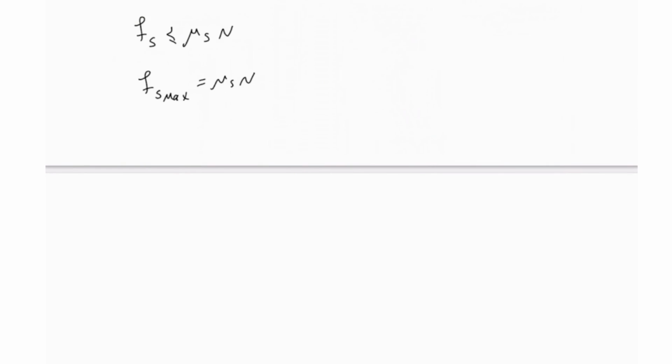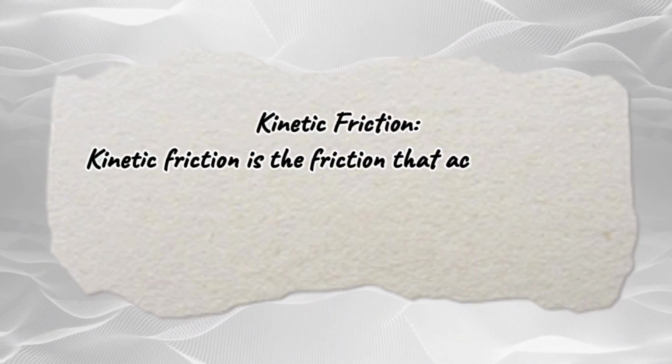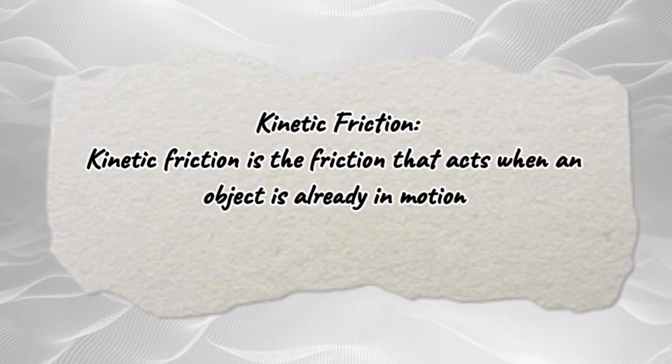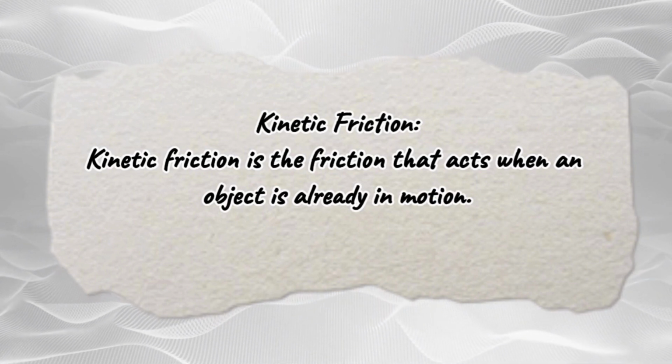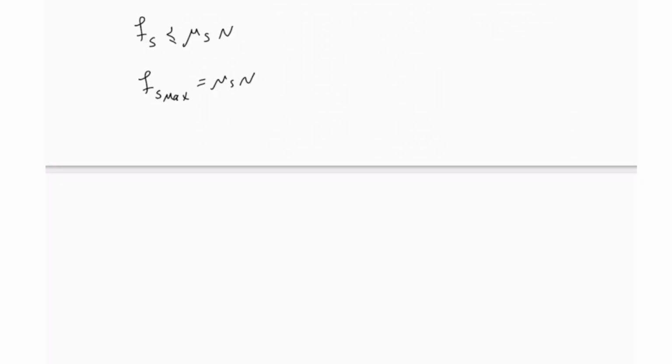So what is kinetic friction? Kinetic friction is the friction that acts when an object is already in motion. Once the object is moving, kinetic friction resists its motion. The magnitude of kinetic friction is given by the following, where μk is the coefficient of kinetic friction and n is the normal force.